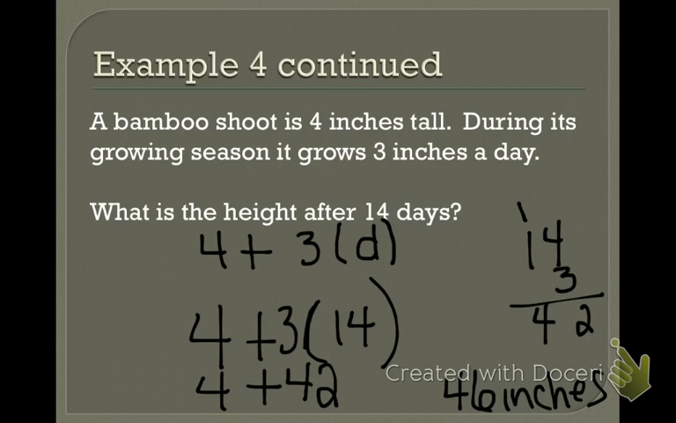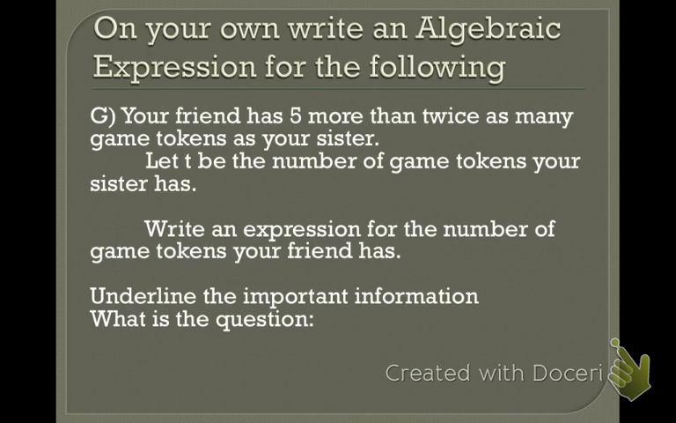Okay, so we're going to practice some more of those. You're going to try one, and you're going to use the same technique that I've been using. Here's the question. Your friend has 5 more than twice as many game tokens as your sister. So let T be the number of game tokens your sister has. We want to write an expression for the number of game tokens that your friend has.